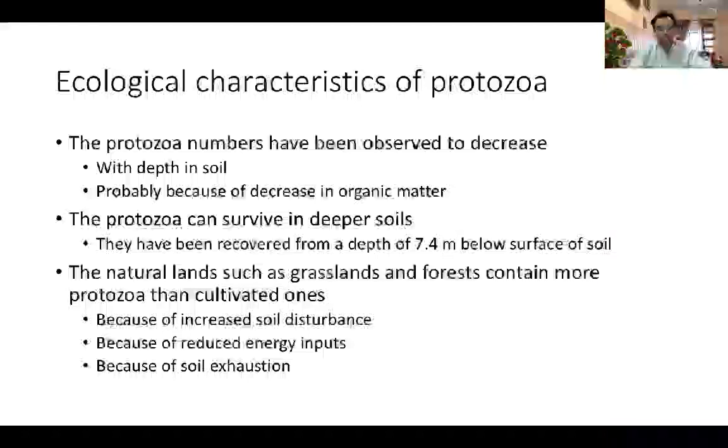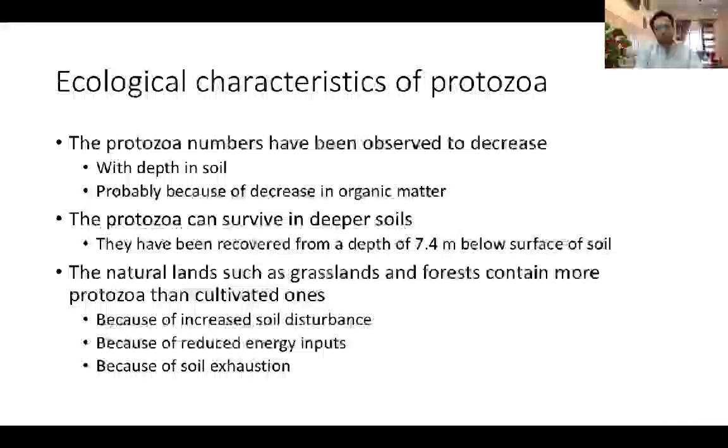While in cultivated lands, where different crops are grown, where different manipulations are done, plowing is done, nutrition is applied, for example, different crops are grown and then they are harvested and then other crops are grown. So such areas are known as cultivated areas. Such areas have a lower number of protozoa. What's the reason behind?